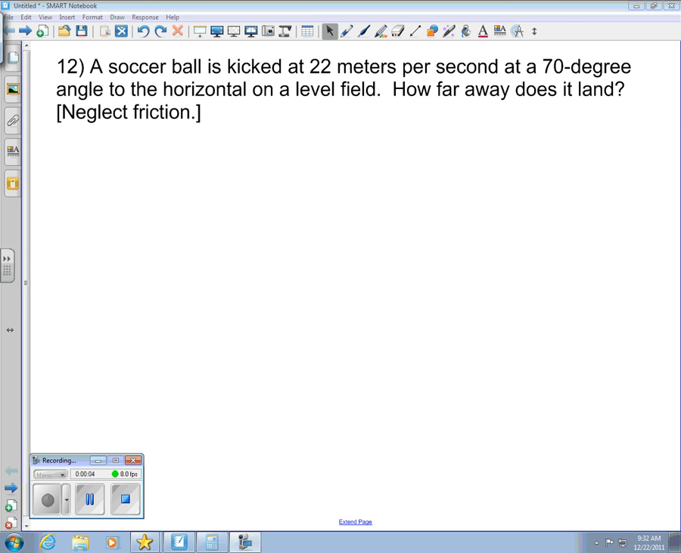Okay, we have a problem here with a soccer ball. It is kicked at 22 meters per second at a 70-degree angle to the horizontal on a level field. How far away does it land? Okay, this is a projectile launched at an angle.